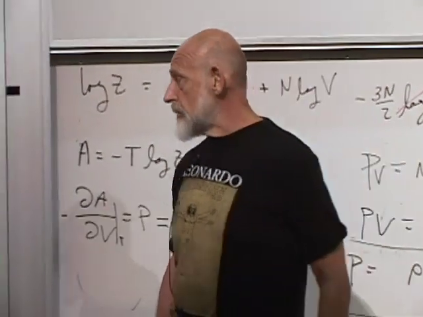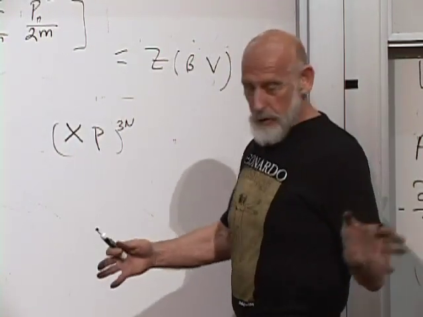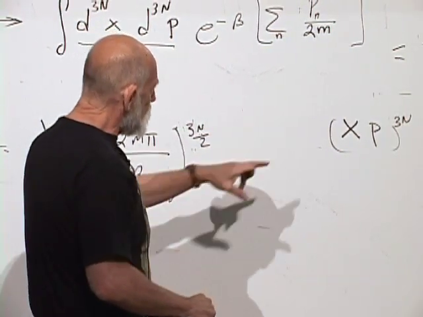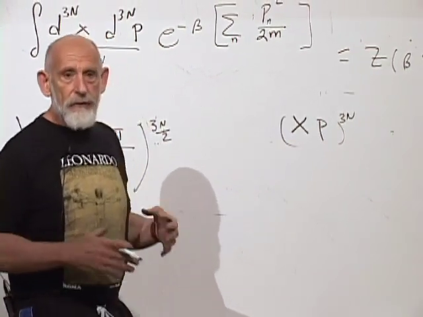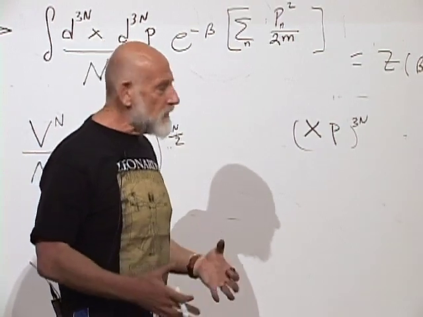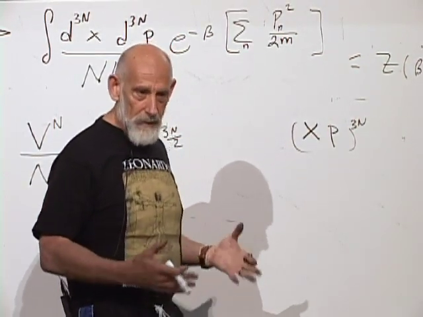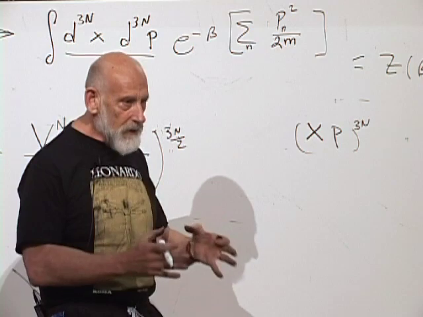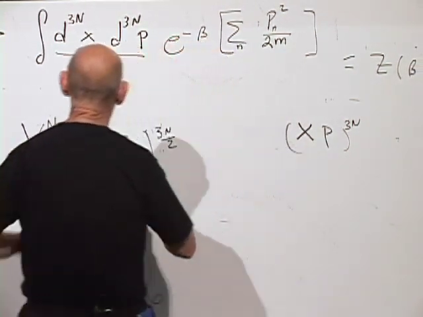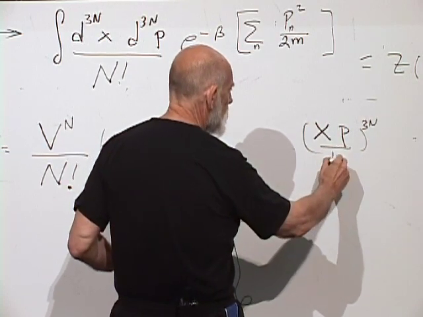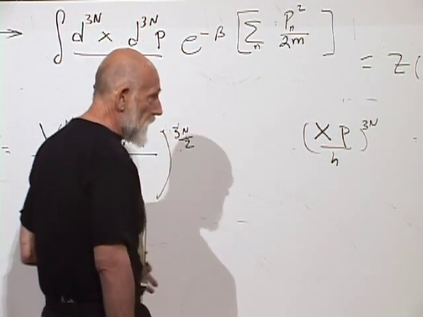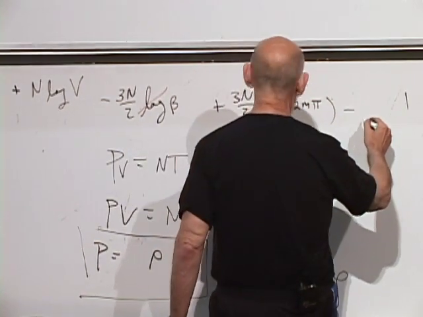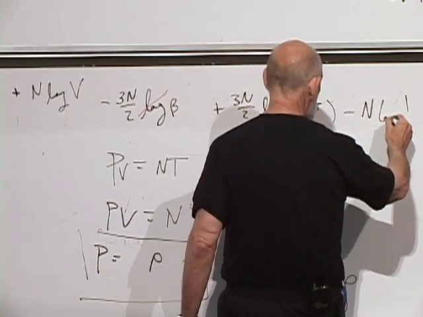To make it dimensionless, and it won't change any answers, I'll show you why in a minute, what we do is divide each factor of an x times a p by a constant of nature with the dimensions of x times p. It doesn't matter what constant, but just to give it the right dimensions, we divide by Planck's constant. Every time we see an x times p, we divide by Planck's constant. What will it do in the partition function here? It will give us another minus 3n logarithm of Planck's constant.